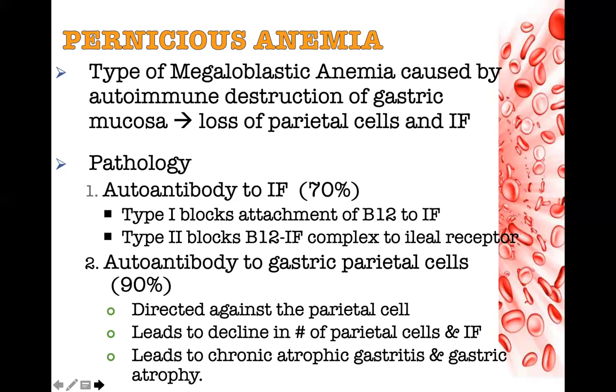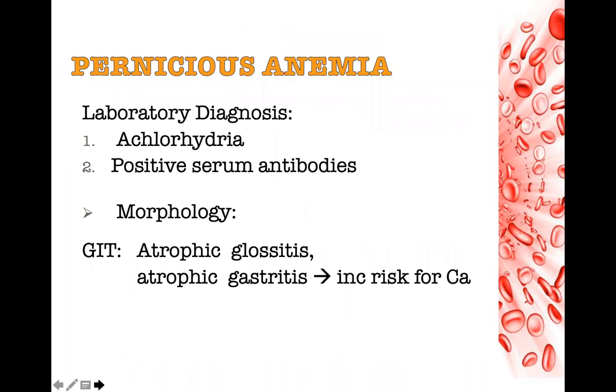Another would be autoantibody to the gastric parietal cells. And they are usually directed against the parietal cells. We know that the parietal cells secrete or produce the gastric intrinsic factor. And these antibodies directed to the gastric parietal cells may lead to atrophic gastritis and eventually atrophy of the stomach. Since there is atrophy of the stomach, it may present with achlorhydria or decrease in acid production in the stomach with positive serum antibody production.